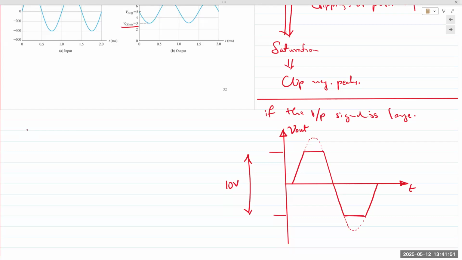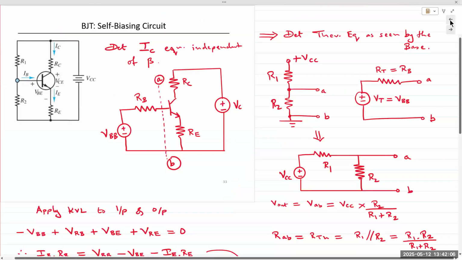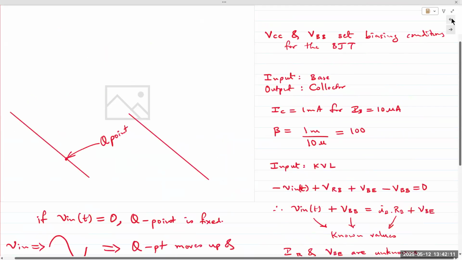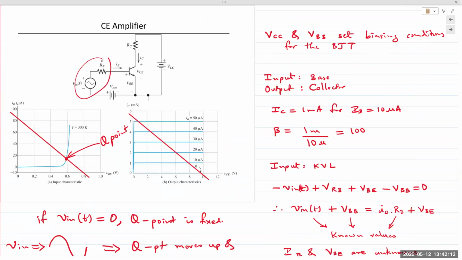All right, any questions? Okay. All right, so we spoke about DC biasing, right? Now, in this circuit, we simply applied one single base resistor, and we had VCC and VBB applied on the collector and the base sides, right? The input and output sides. So DC biasing the transistor.